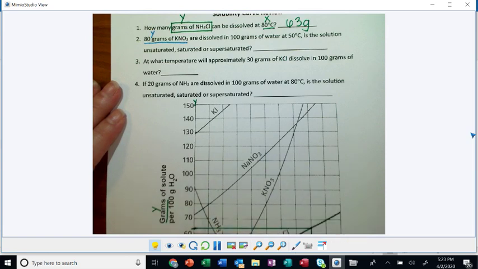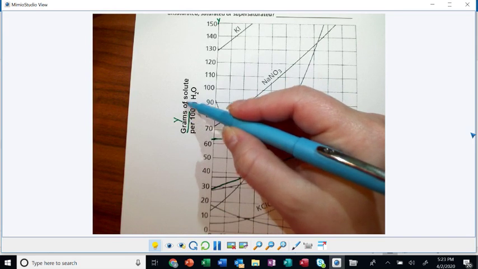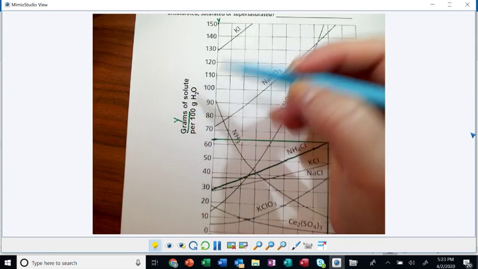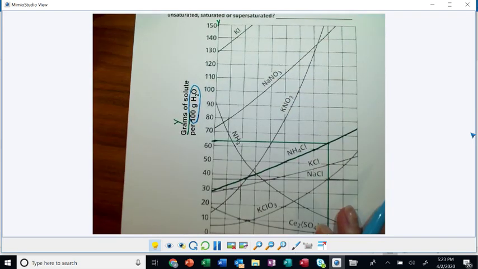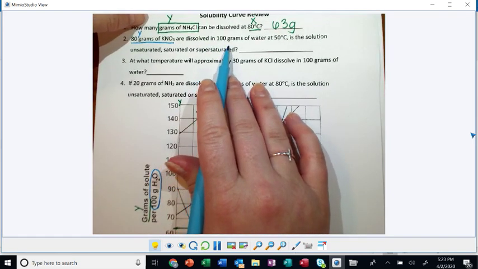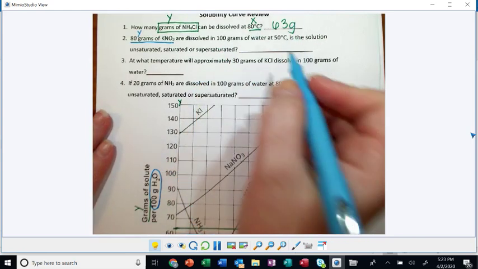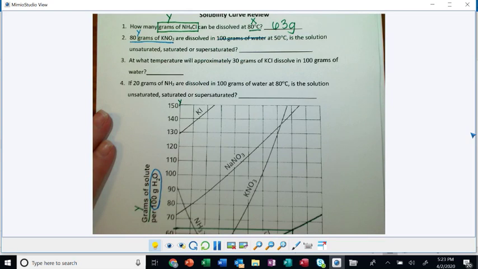Now here's what I want you to notice. You see over here, it says grams of solute per 100 grams of water. That means that this 100 grams of water right here in our question, we don't need it. It's just part of the Y-axis. So I'm going to scratch that out because I don't want to accidentally use it. That 100 grams of water is never important.